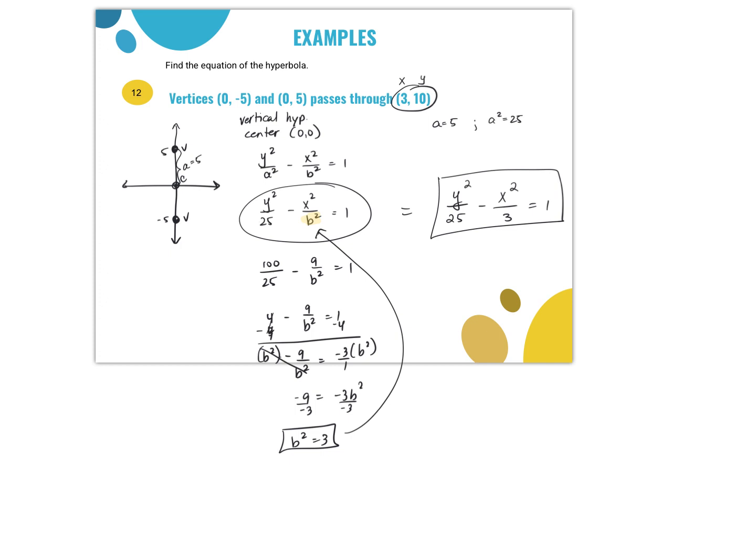Again, there's a lot of information here that I didn't find: the asymptotes, the c, the foci, but I didn't need to. To find the equation of the hyperbola, I only really need a squared and b squared, and I need to know which one goes first in the numerator. So whatever I need to do to get to that, that's what I need to do.